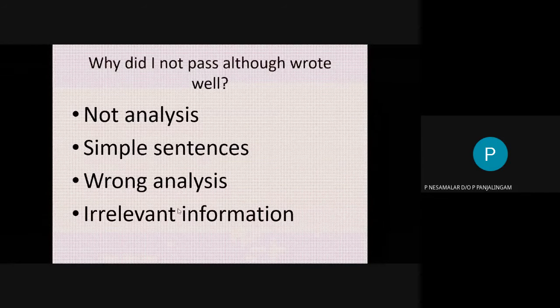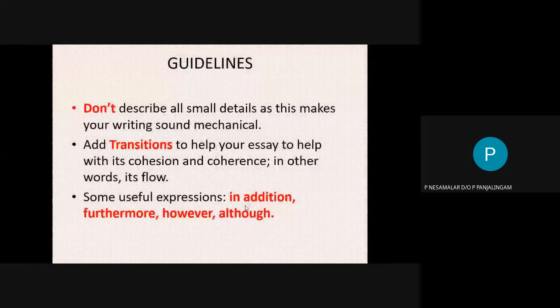So these are some of the common reasons why a student does not do well in task 1 writing. It is important to remember that you don't need to describe everything because that would make your writing boring. Secondly, it helps to add transitions so that your writing has flow. Some examples or useful expressions are given here. I'm sure they have been covered in the slide previously.